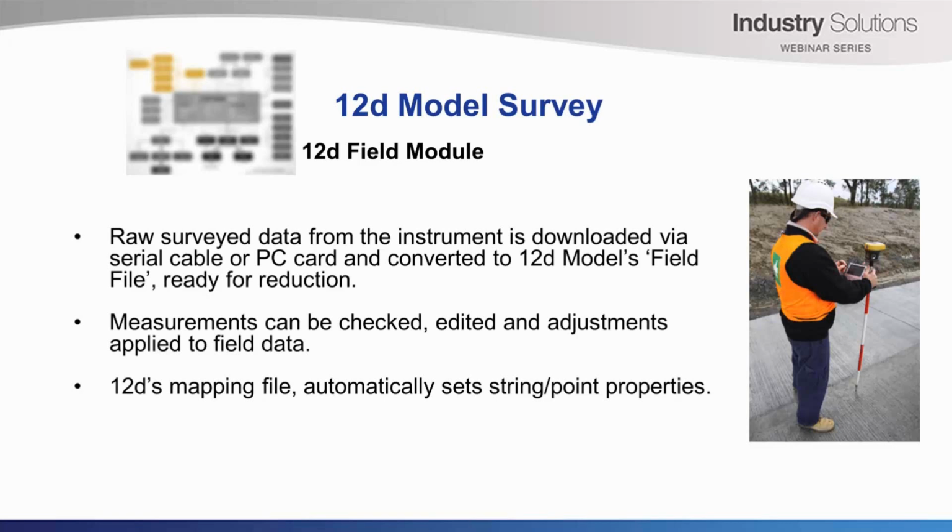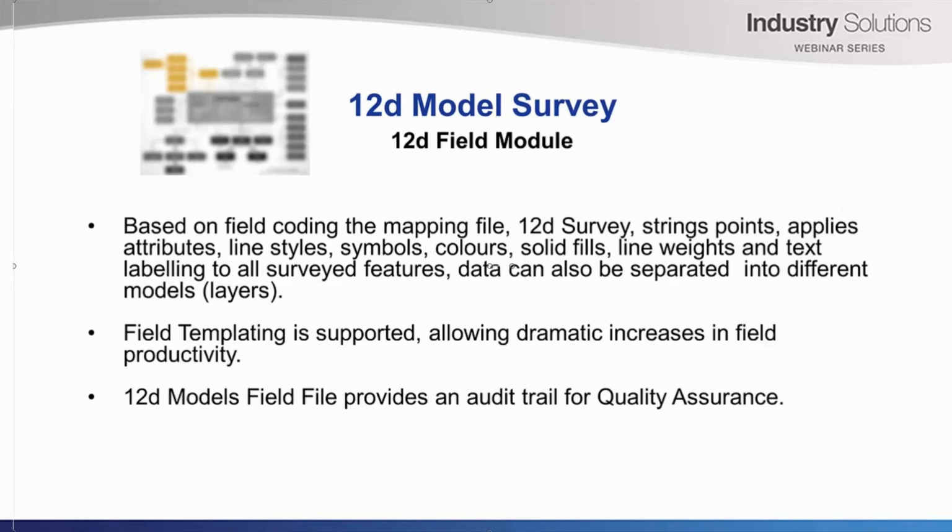12D's mapping file automatically sets string and point properties. Based on the field code, the mapping file, 12D survey, strings, points apply attributes, line styles, symbols, colours, solid fills, line weight and text labelling to all surveyed features. Data can also be separated into different models or layers.